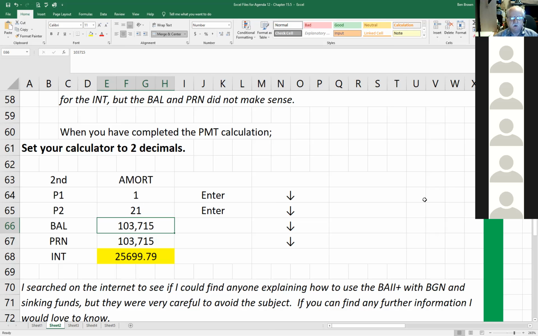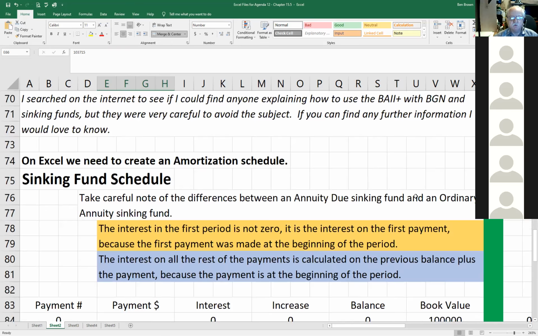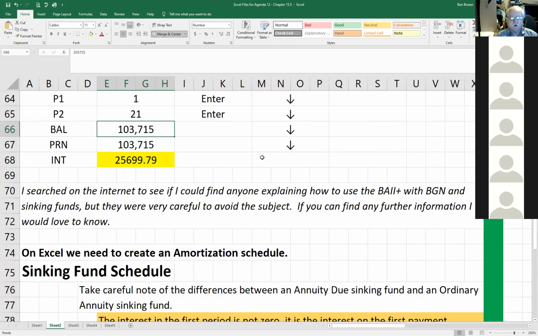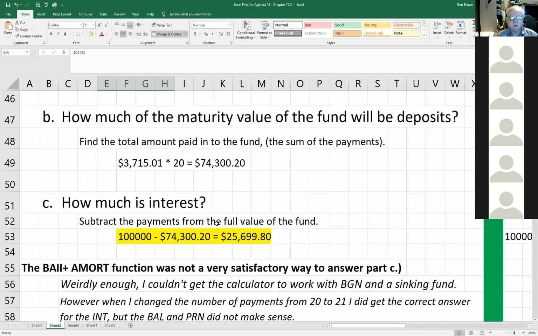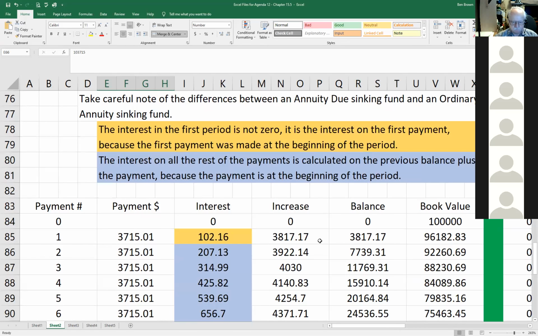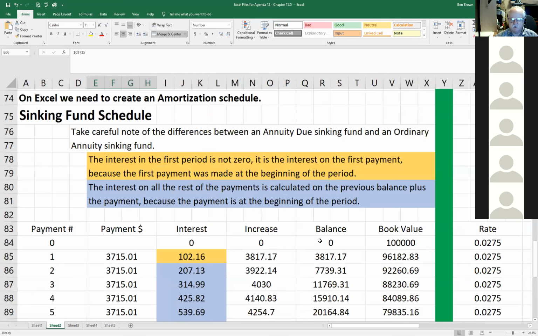I would learn how to create this schedule here, or just do the calculations by hand. They're not difficult calculations. Just do this times 20 and then 100,000 minus that, and you'll find out the amount of interest. This is the easiest way to do it, but you can also look at the entire schedule. Let's take a look at how that worked.